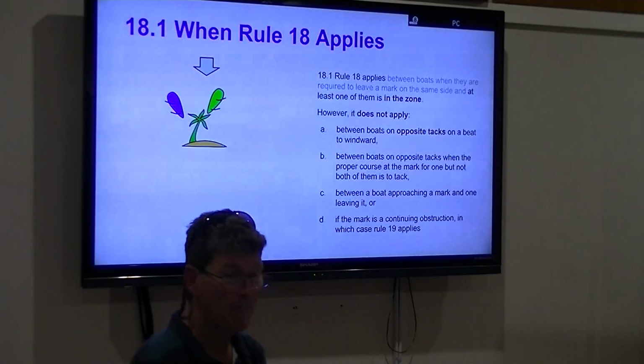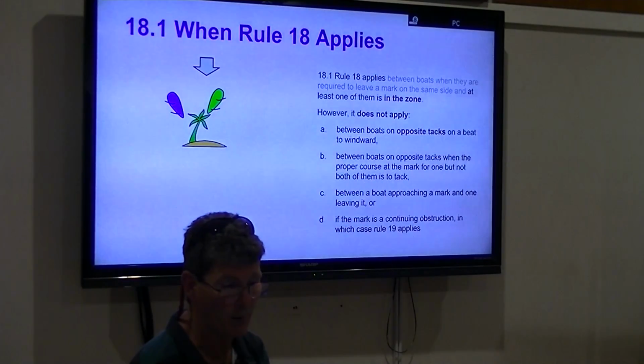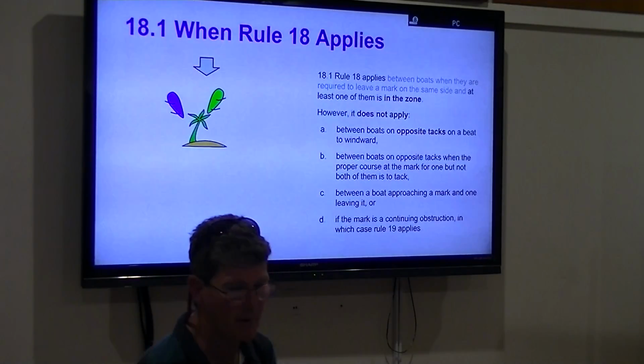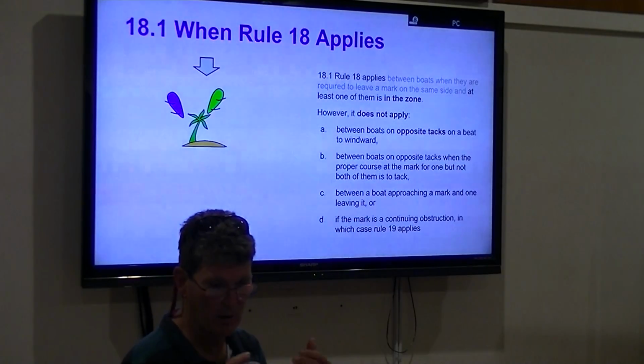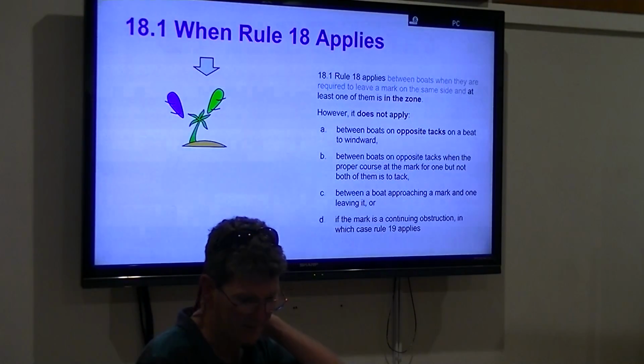Okay, so that's basically, you apply Rule 18.1 to say when the rule applies. Are we talking about it? And it's mostly going to be two boats on the same tack inside the zone is the most common case.